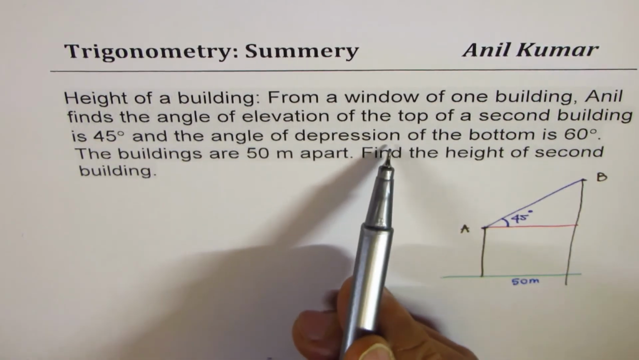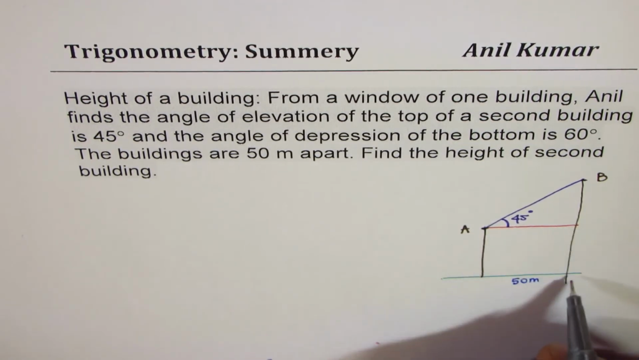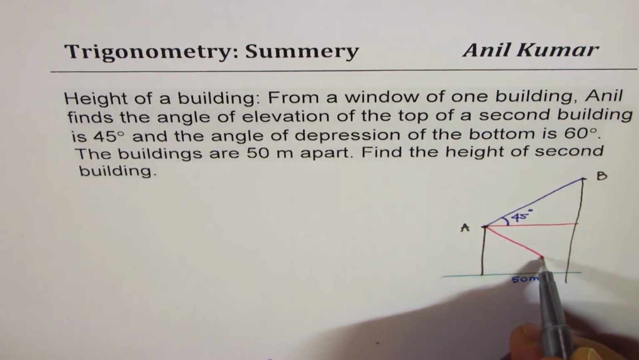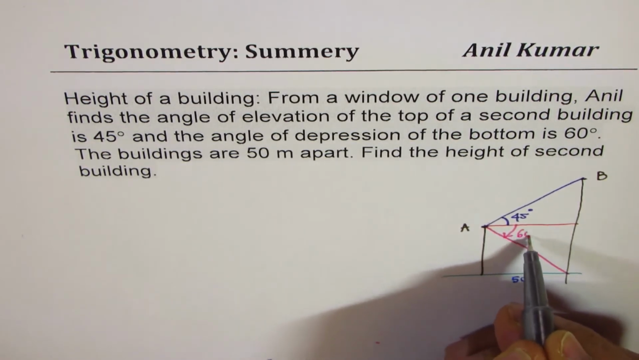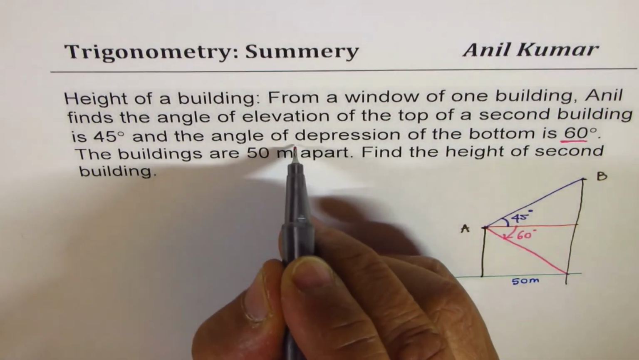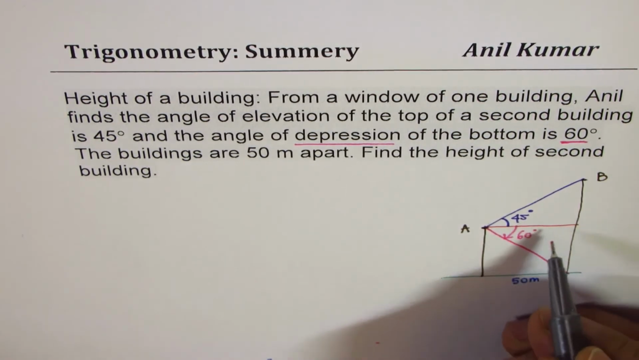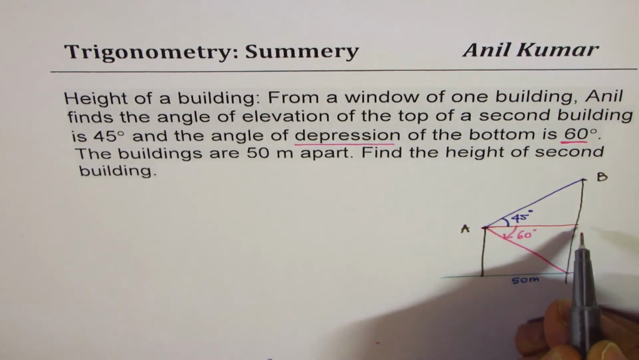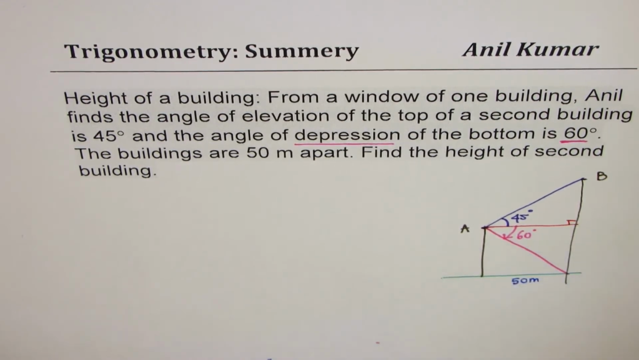And the angle of depression of the bottom of the building is 60 degrees. Angle of depression is when you're looking downwards, and it is also measured from the horizontal. So let me connect these two points. And that angle is the angle of depression, which is 60 degrees. It's going downwards. Both are measured with the horizontal. This is very important to understand. And of course, that is a right angle.